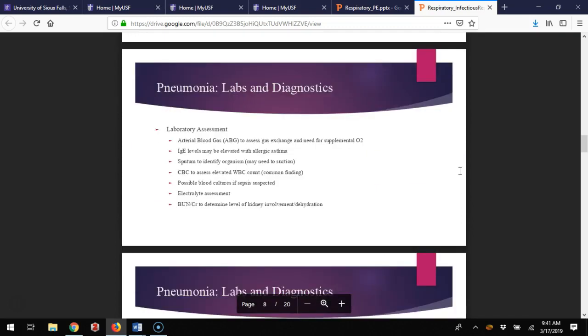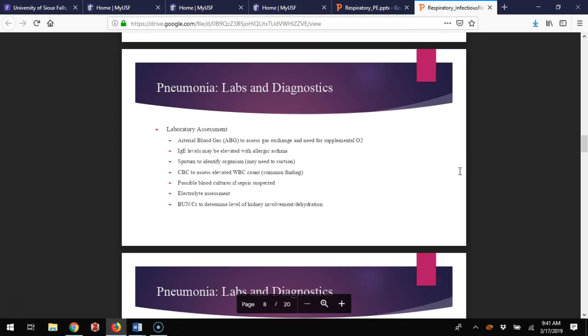Some lab testing you may want to do would be an ABG, looking for how well they're oxygenating. You can get IgE levels if you're afraid that this is related to an allergic asthma type of situation. You can get sputum culture trying to identify the bacterium that's in there. This can be from suctioning, or if they're able to bring up secretions, then you can culture that. Get a CBC, looking at that WBC to see if they've got an elevated white blood cell count.